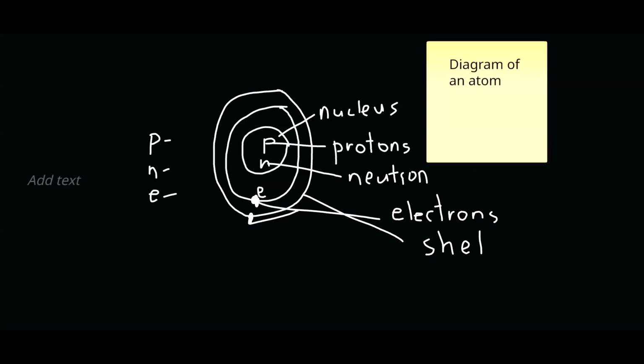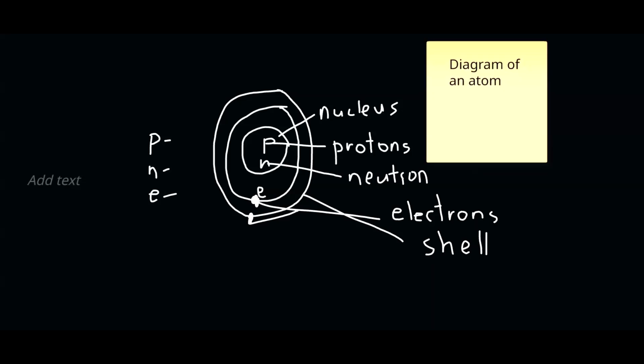So for the nucleus, this is the center of the atom. Protons are located in the nucleus, neutrons in the nucleus. And the electrons, they are located on the shells of the atom, or we call them energy levels.